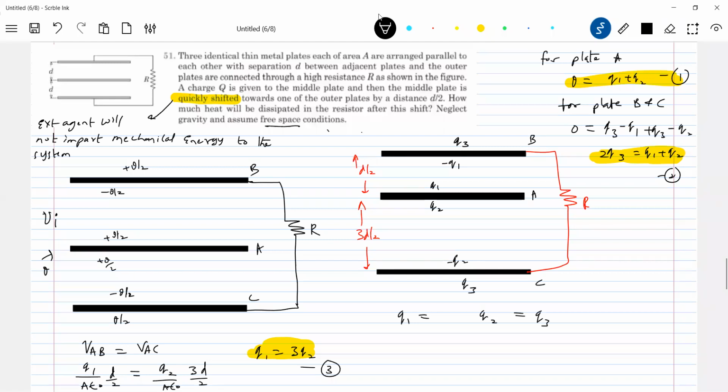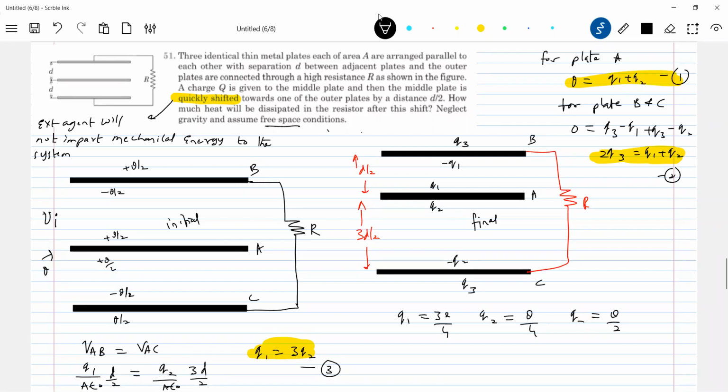I think this is the final diagram, no? This is the initial. 3Q by 4, Q by 4 and Q by 2, sir. 3Q by 4, Q by 4, yes sir, Q by 2. Okay, now we got it.